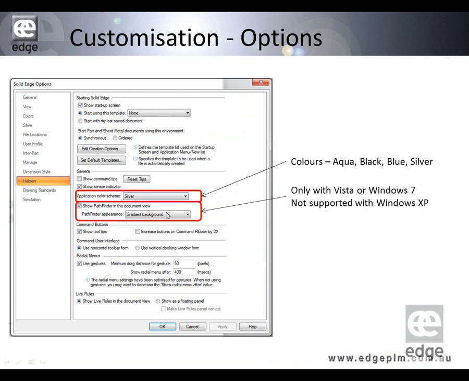The next one that we've got is the Show Pathfinder in Document View. Now, what that does is sets up the transparent Pathfinder. This is on by default, but if you're using XP, it will not work. It only works with Vista and Windows 7. Now, you can change the background type in there, as we can see.